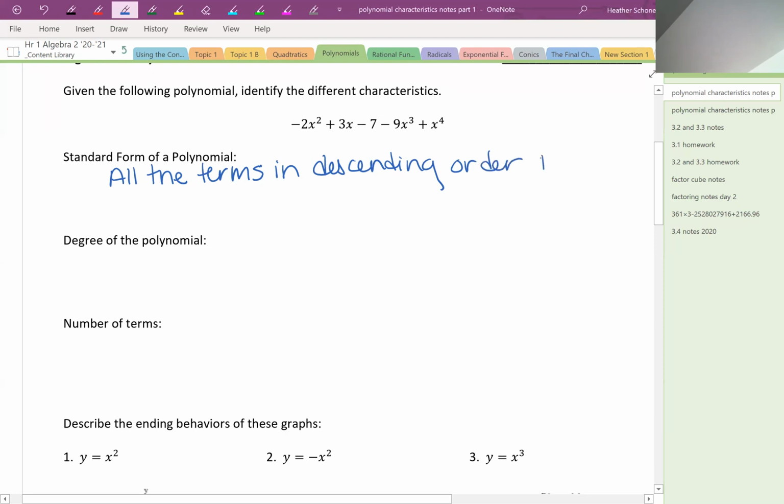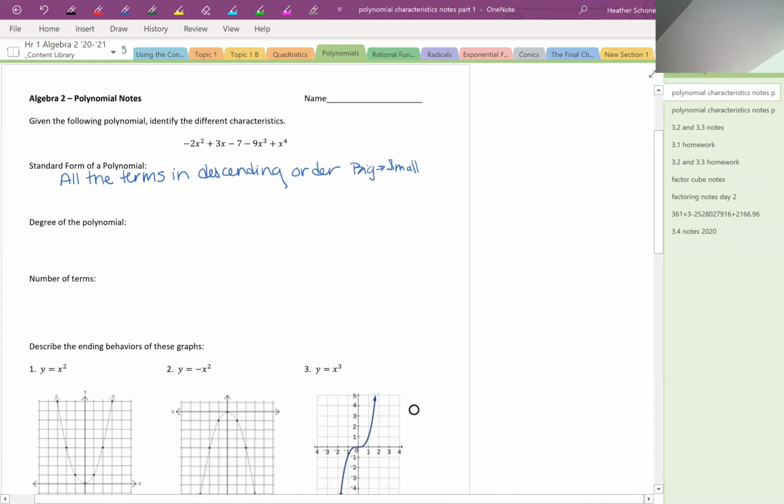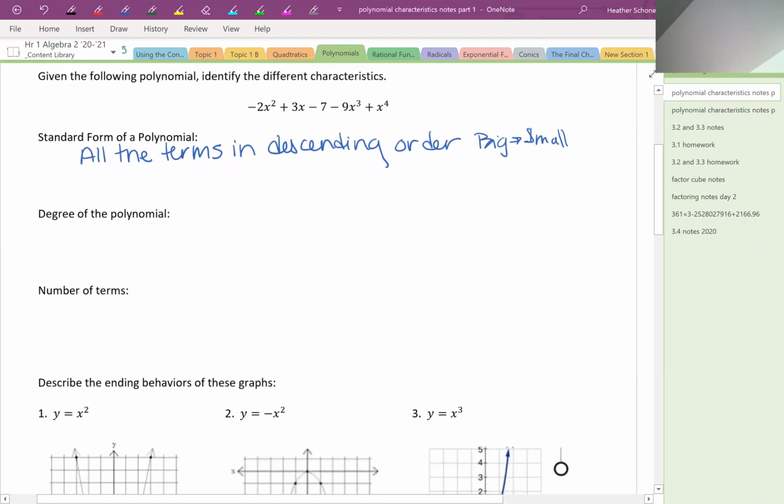Okay, so what does that mean? That means you're going to go from the biggest degree to the smallest. So you're looking at the exponents. The highest exponent in this one is x to the fourth, so that's going to go first. And because there's a positive in it, I'm going to keep it positive. Then next I would have minus 9x to the third, using the sign that's in front of it. And then I have negative 2x squared plus 3x minus 7. So that would be that polynomial in standard form with the highest exponent first.